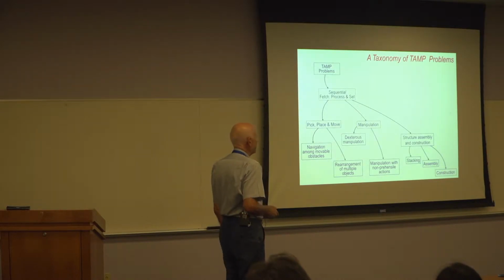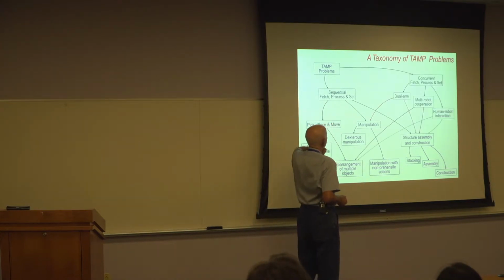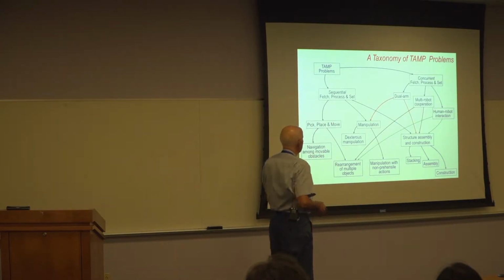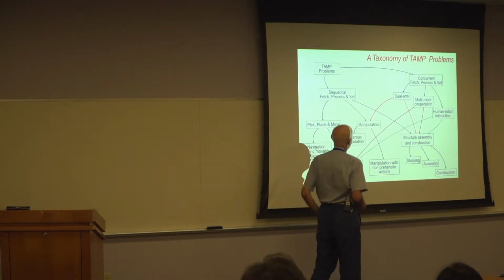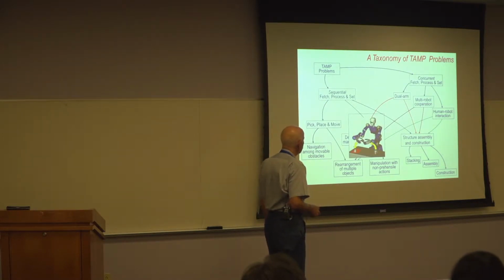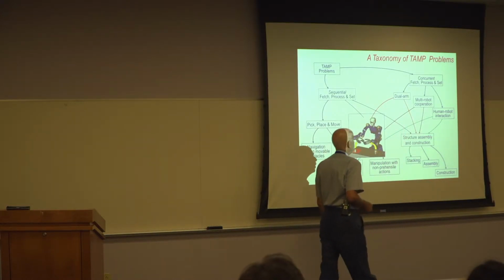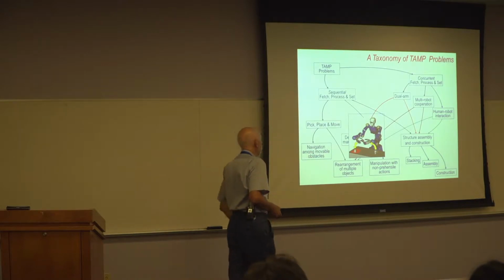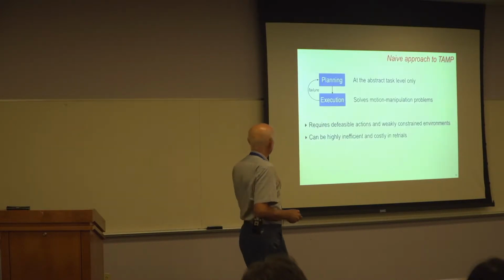So all the examples I mentioned earlier are about the sequential fetch, process, and set, but you could have the concurrent fetch, process, and set, where you have two arms, for example, for doing manipulation or doing assembly. Here is an example of a dual arm manipulation. You can have multi-robot cooperation. You can have human-robot interactions for all of these problems regarding manipulation, rearrangement, and so on. So this is a taxonomy of TAMP problems to which we will come back later on.